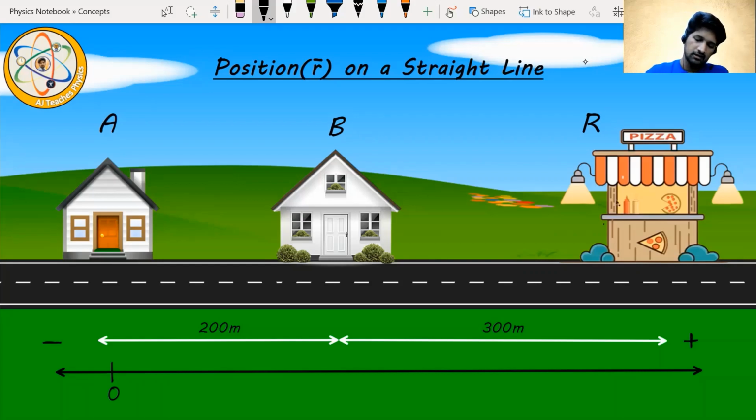So we can now write the position of the house B, RB, as plus 200 meters. It indicates that it is 200 meters away from the origin towards the positive side. Now go ahead and try to describe the position of the restaurant R in this reference frame.